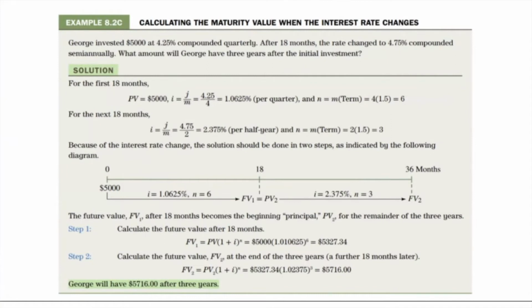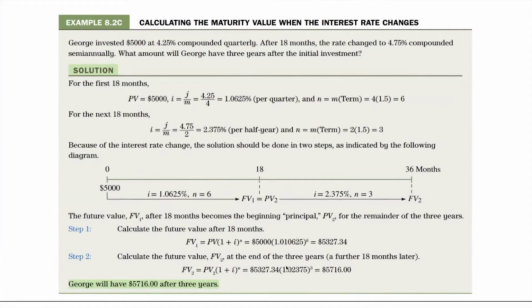In this particular problem, the interest rate was 4.25% compounded quarterly for the first 18 months. The second 18 months was 4.75% compounded semi-annually. So all we need to do there is figure out the future value to month 18. And then that future value of month 18 becomes the present value for months 18 through 36. And we just do the math on that, add the two numbers together, and we get the total.